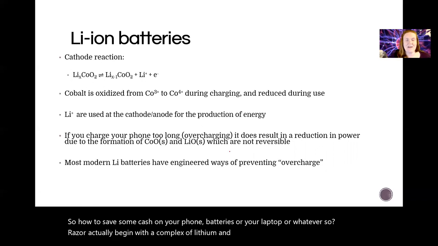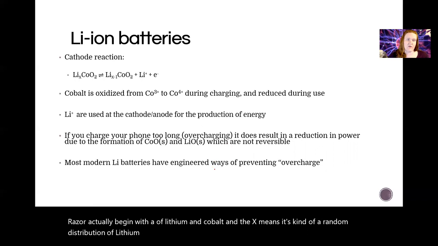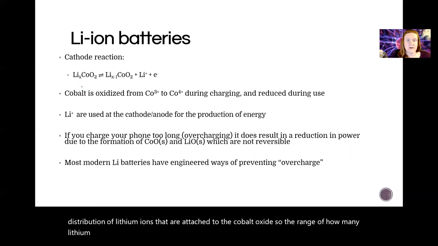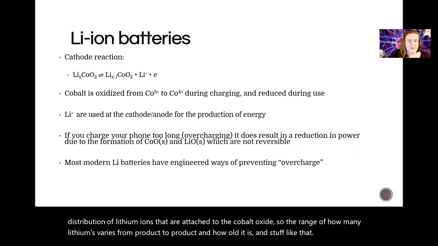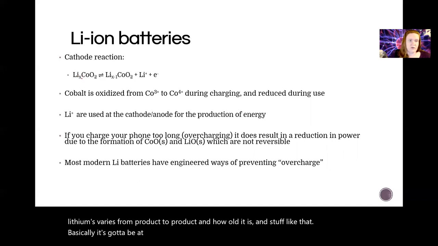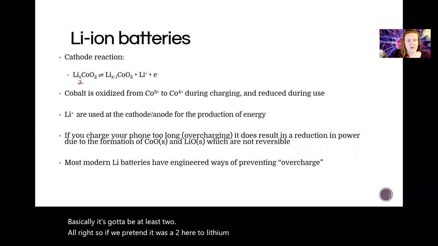And the X means it's kind of like a random distribution of lithium ions that are attached to the cobalt oxide. So the range of how many lithiums varies from product to product and how old it is and stuff like that. But basically, it's got to be at least two. All right. So if we pretended it was a two here, two lithiums, one cobalt, two oxygens.